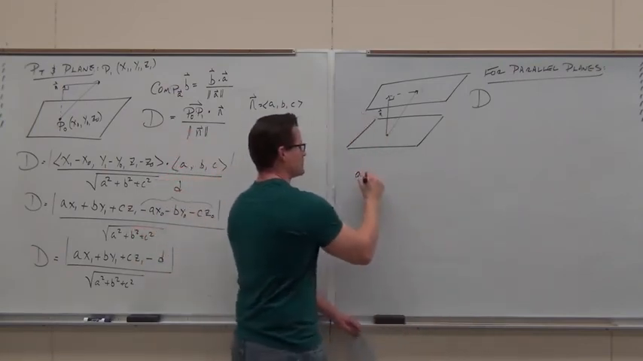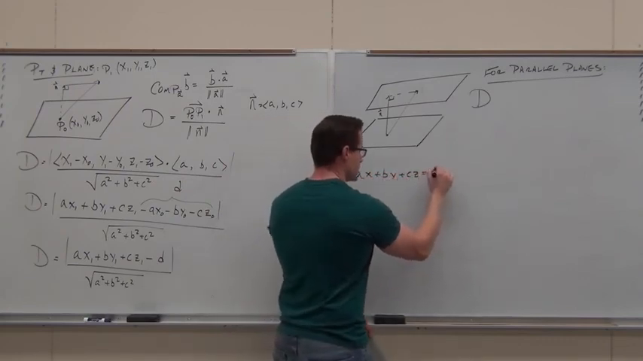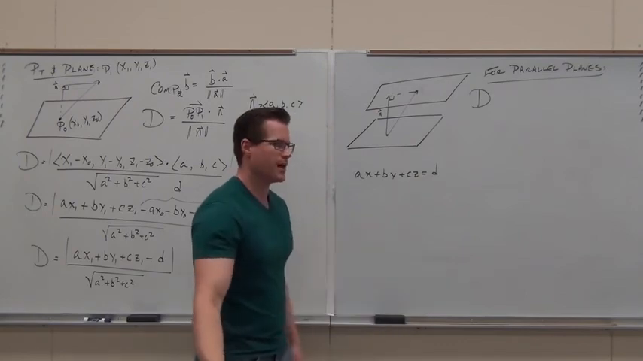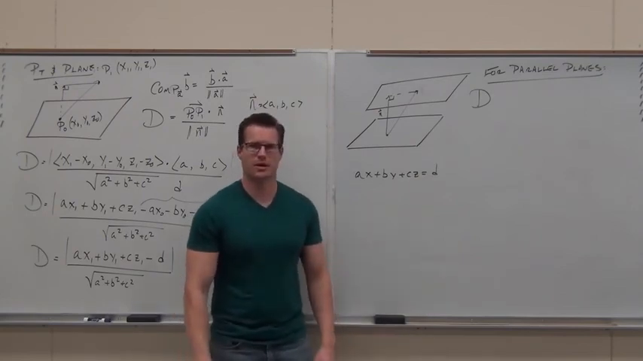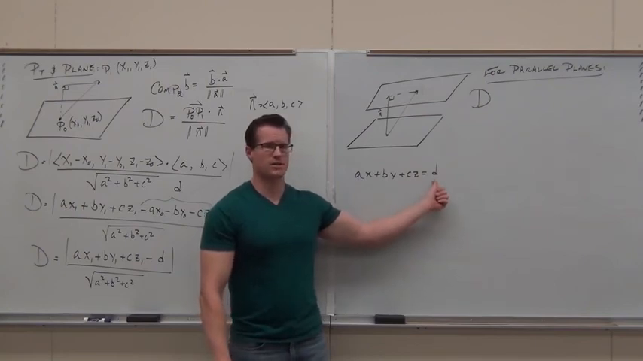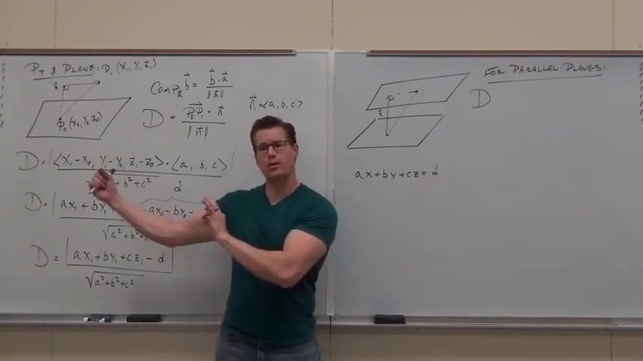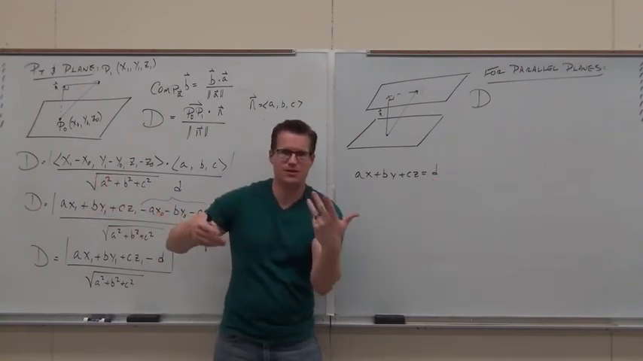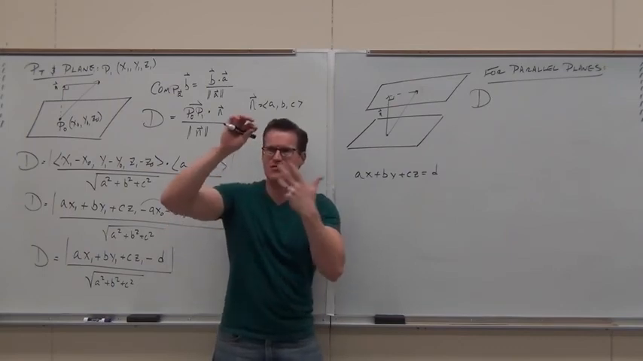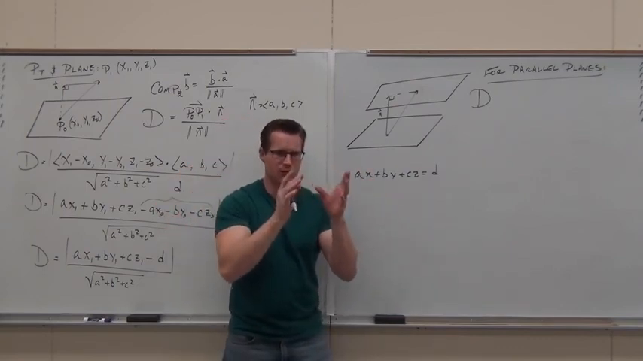If we have like AX plus BY plus CZ equals D, and I say, hey, here's two planes and they're parallel. Are these numbers the same for parallel planes? Yes. Are these numbers necessarily the same? No. It's the only thing that can possibly be different. And the only way that we get that different number is with that point. A different point gives us the different number. That's why that point and the normal vector defined a plane. So if we have the same normal, the point is the only thing that's different.